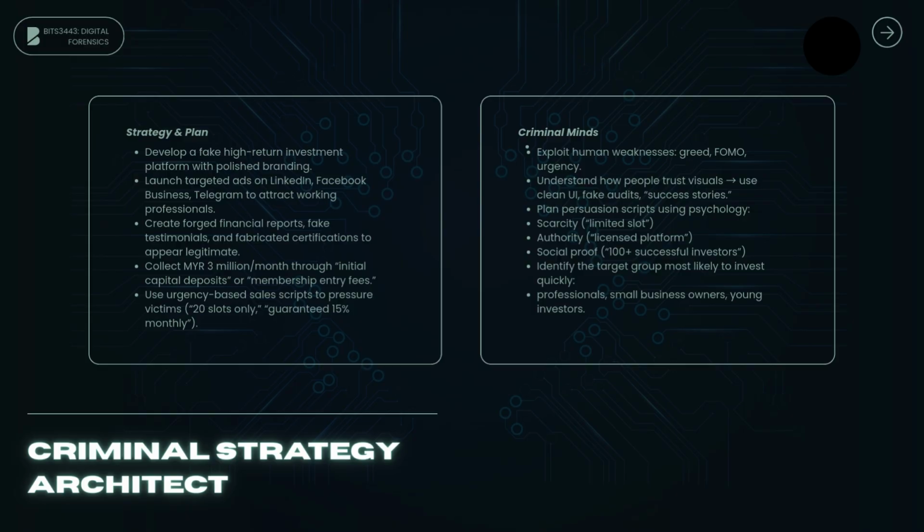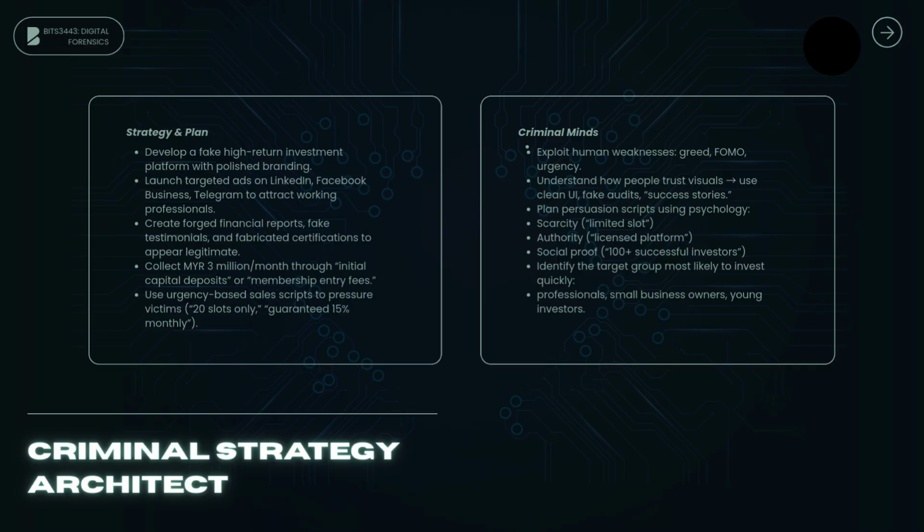In this strategy, the criminals begin by developing a fake high-return investment platform, complete with polished branding and a professional-looking interface. They then promote this platform through targeted ads on LinkedIn, Facebook Business, and Telegram, specifically aiming at working professionals who are likely to respond to financial opportunities. To build credibility, they prepare forged financial reports, fake testimonials, and fabricated certifications. All of this helps them appear legitimate while collecting up to 3 million ringgit a month through so-called initial deposits or membership fees. They also use urgency-based sales lines such as "20 slots only" or "guaranteed 50% monthly return" to pressure victims into making quick decisions.